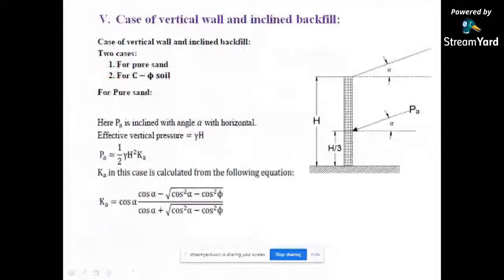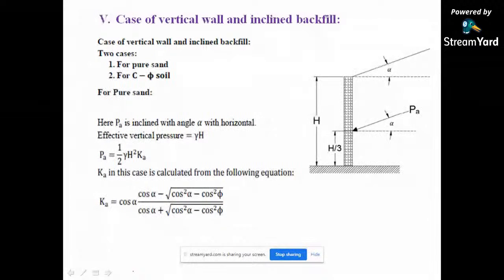Now fifth case is case of vertical wall and inclined backfill. When the backfill is inclined, what happens? That means your wall is vertical, but your soil is inclined. Why is the soil inclined? Because the road may pass or the embankment may be inclined at an angle alpha. If it is this case, then how you will calculate the angles and how you will calculate the force PA.